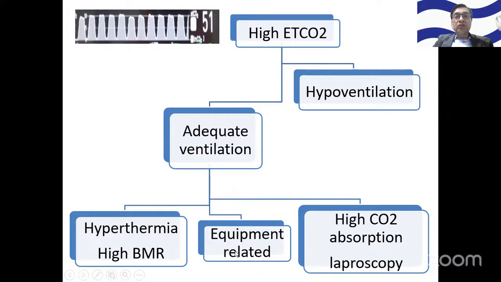Sometimes it could be equipment related. Probably the zeroing was not done properly, or there is some faulty mechanism which has happened, or the sensor would have malfunctioned. So these are the three clinical scenarios where adequate ventilation can produce high EtCO2. Hypoventilation, obviously you can diagnose from the respiratory rate, and you have to just correct one of the things which you can diagnose, and we can correct this, right?